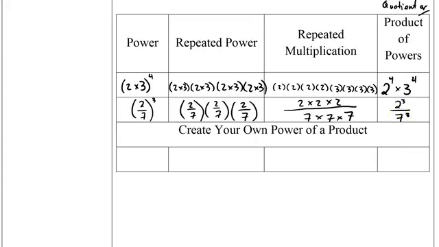So this kind of follows the same logic as the powers. The power of 3 raises the 2 to the power of 3 and the 7 to the power of 3. So if you want to take a moment, create your own, maybe you want to put in a negative there.